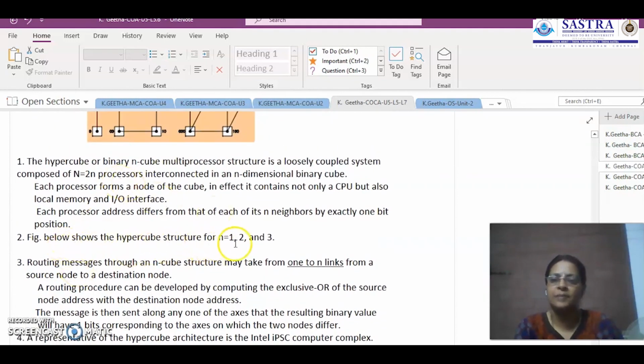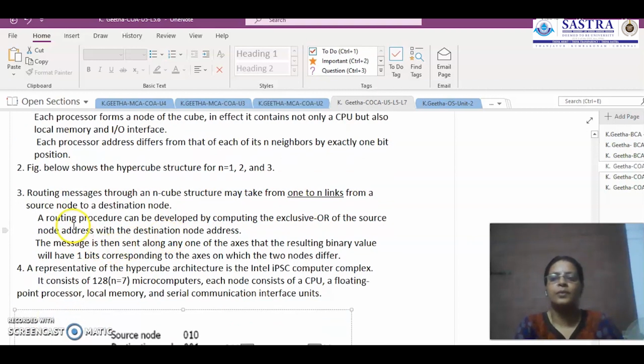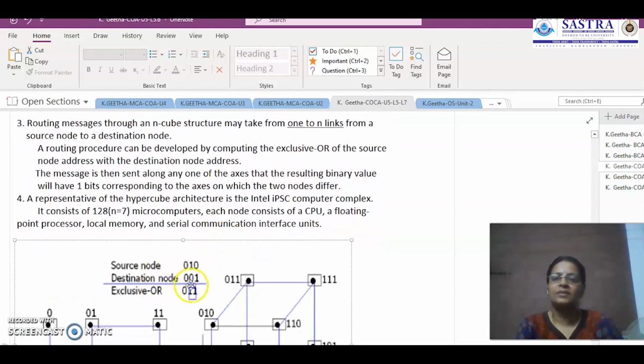The figure shows the hypercube structure we have discussed, and routing messages through an n-cube structure may take any form from 1 to n links from the source node to the destination node. So we have to develop a routing procedure, and that can be developed by computing the XOR operation of the source node address with the destination address. That's what is shown here. If I want to compute the path from 010 to another one, I have to perform this XOR operation. If I perform the XOR operation, I get 011. That will help me establish the routing procedure.